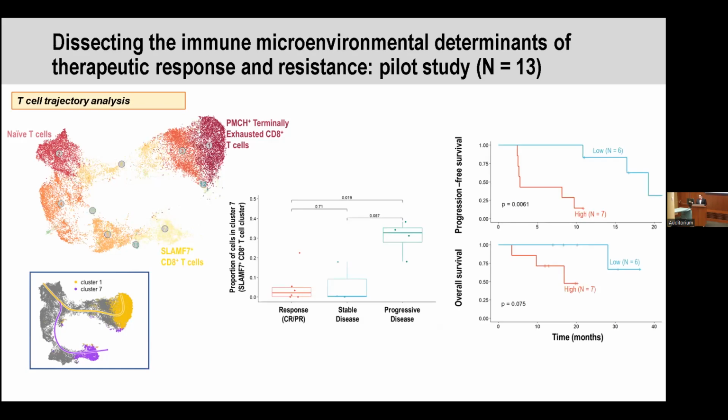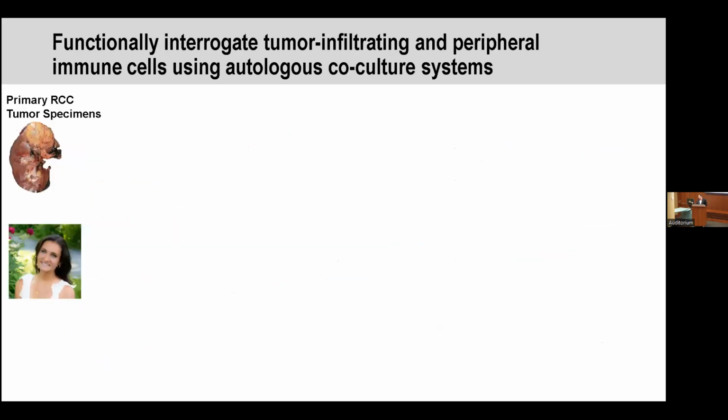And when we look specifically at which immune populations are associated with resistance or with altered survival, it turns out that these SLAMF7 positive CD8 T cells, again, in this very small cohort, only 13 patients, was associated with progressive disease and with worse progression-free and overall survival. And so this is our initial 13 patients. We're now parsing through the sequencing data from our 96 patients to really get a better handle on what are the different immune populations that might exhibit this sort of behavior.